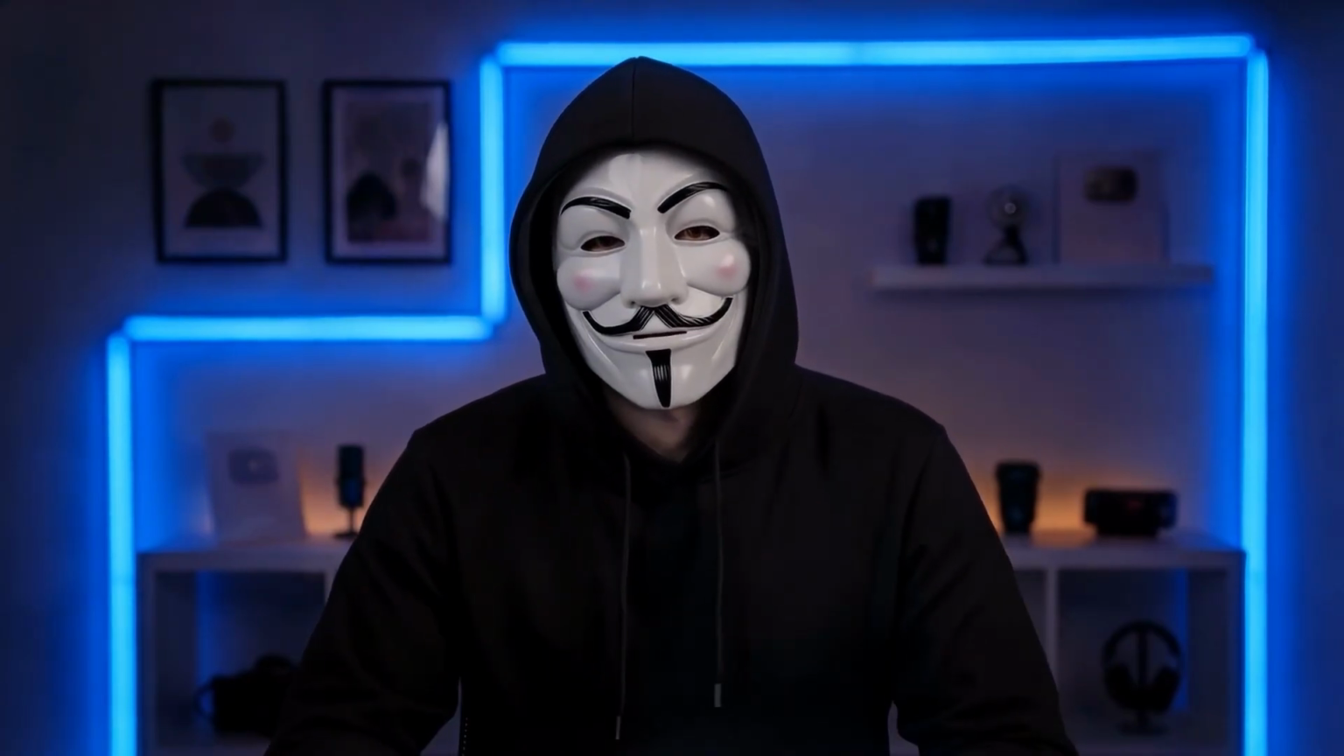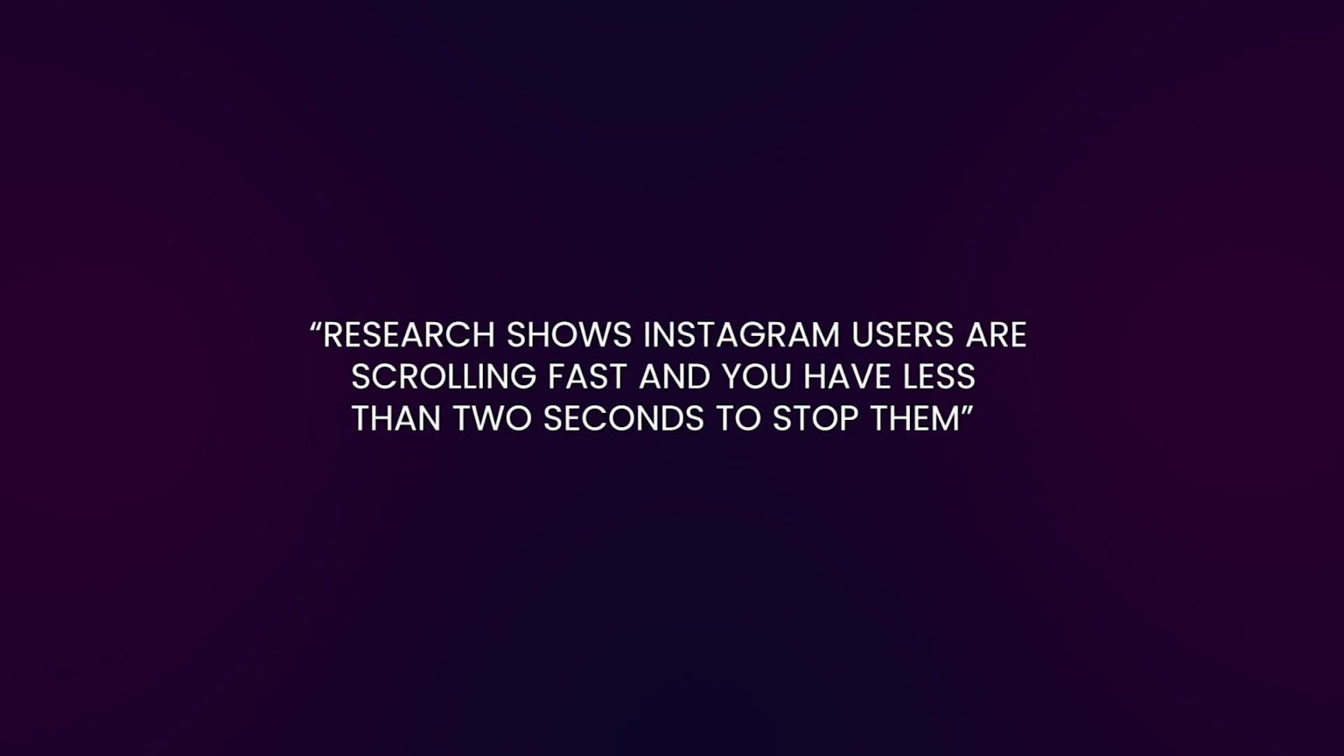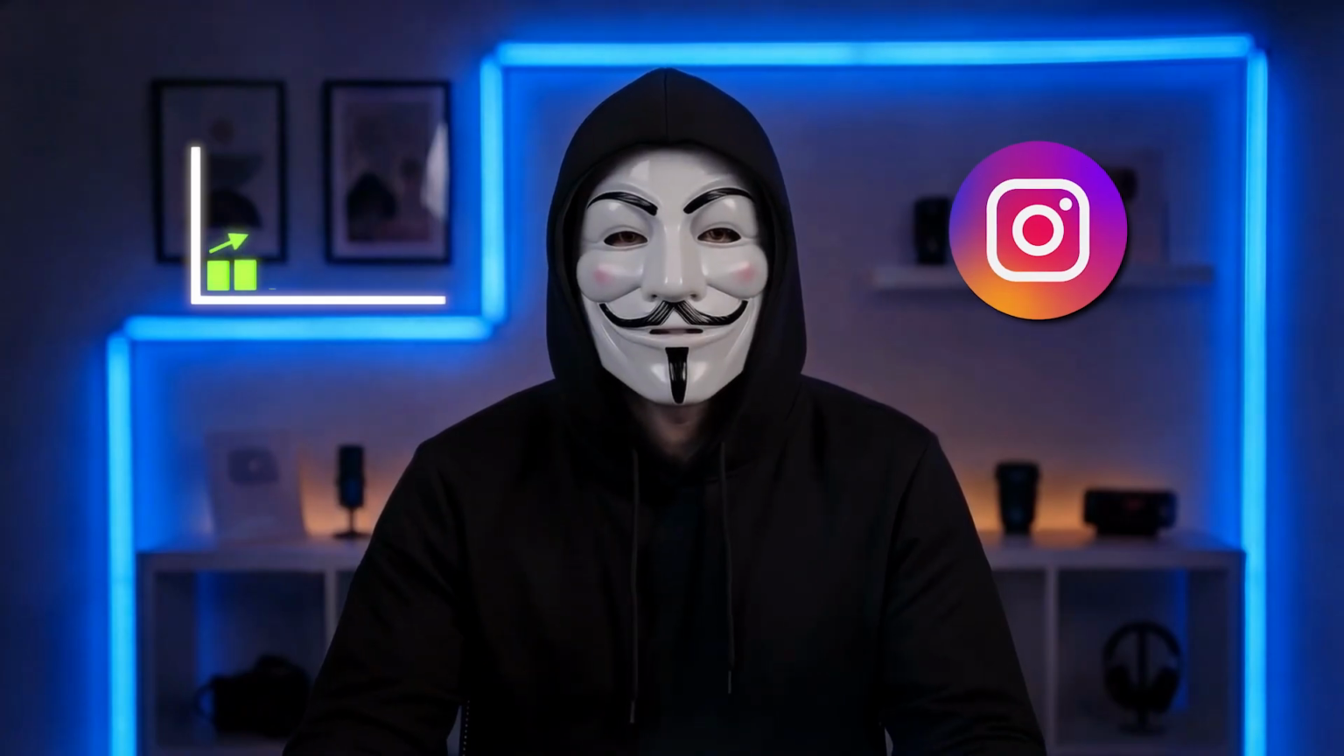This took me weeks to figure out, so pay attention. Research shows Instagram users are scrolling fast and you have less than 2 seconds to stop them. One layer alone is not enough in 2026. Both layers working together is what creates the pattern interrupt that stops the scroll and starts the watch time. And watch time is the #1 signal the Instagram algorithm uses to decide how far to distribute your reel.